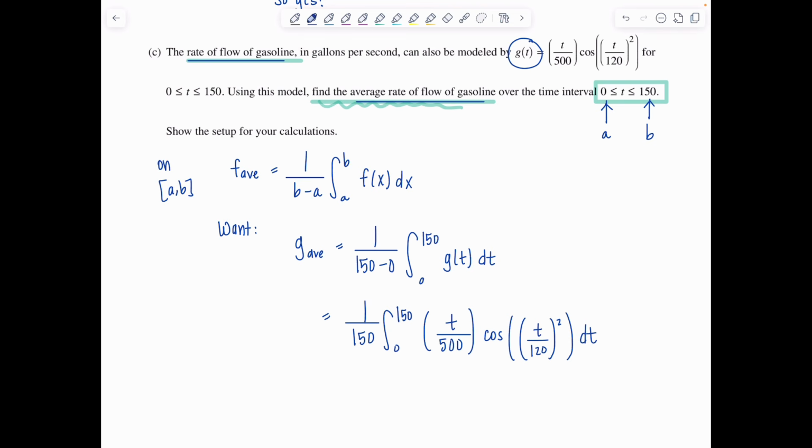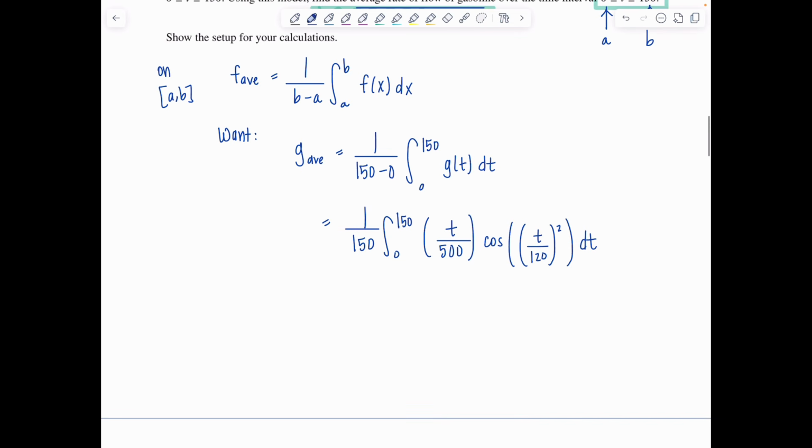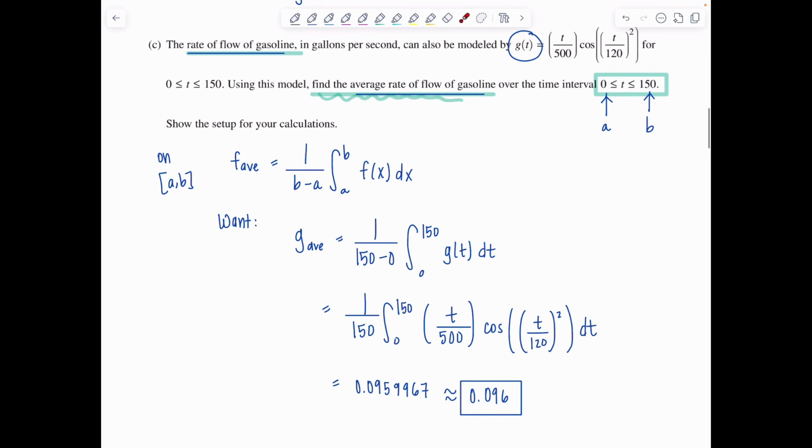Just put it in your calculator and round to the appropriate number of decimal places. So 0.0959967, and then you can round this to approximately 0.096. Good? Okay, so this really didn't require a whole lot. Just for you to recognize, you need to use the formula for average value of a function on an interval.